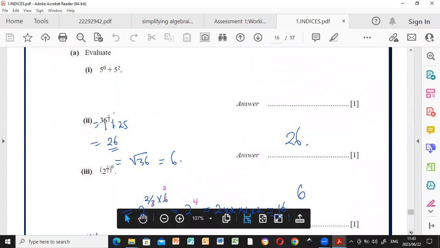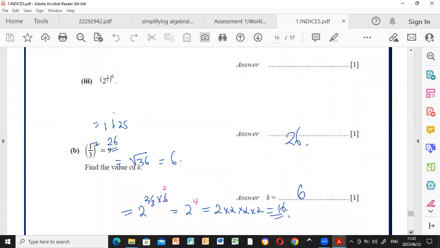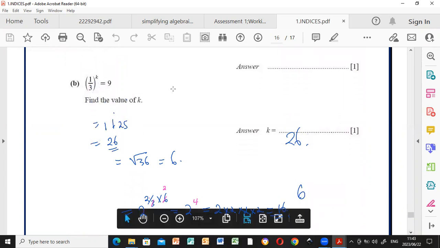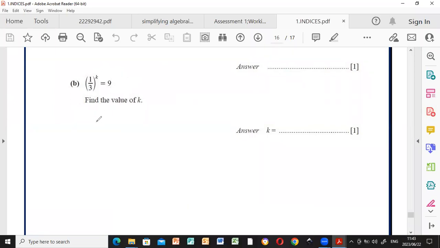Okay, let's move on to another question. Here we have a part B. Seems a little bit interesting. So 1 over 3 to the power of k is equal to 9. So remember 1 over 3 is the same as 3 to the power of minus 1 to the power of k, and 9 is the same as 3 to the power of 2. So 3 to the power of minus k is the same as 3 to the power of 2.